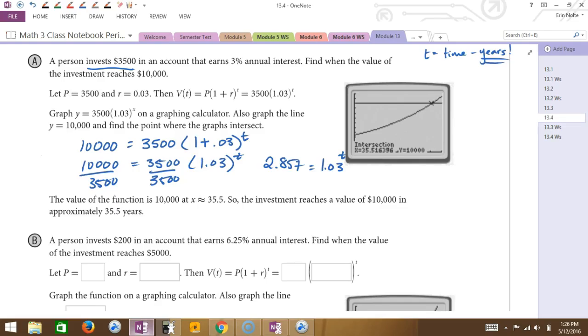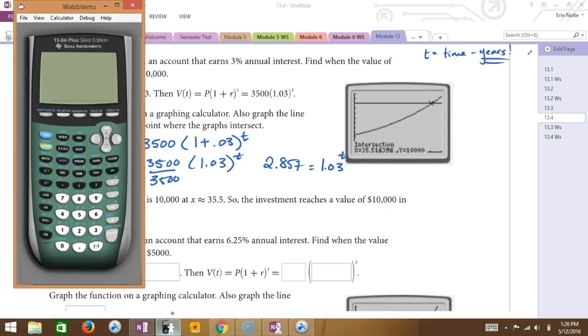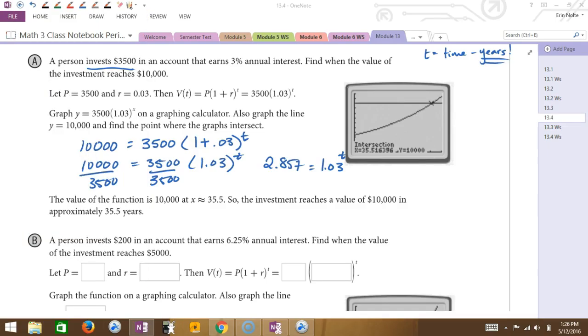So grab your calculator. You can do this in Desmos or you can do it in the 83. Just remember, you can't use Desmos on the test, so you need to know how to do it on the calculator.